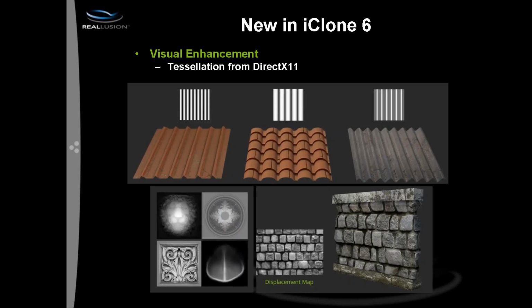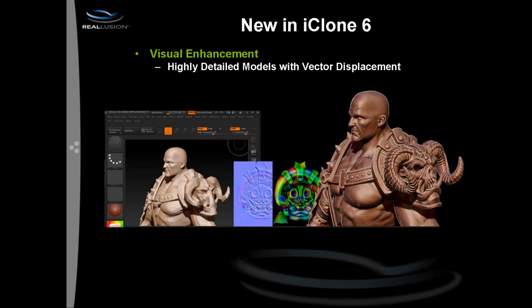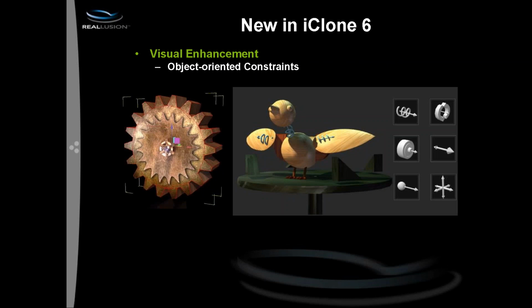Tessellation. That's one of the technologies that's made possible from DirectX 11. The ability to extrude the appearance of meshes with displacement maps, and we can talk more about that later. Highly detailed models with vector displacement, that goes into the tessellation category as well. So if you have displacement maps, you can create the simulation of detailed textures like you see in this image right here.